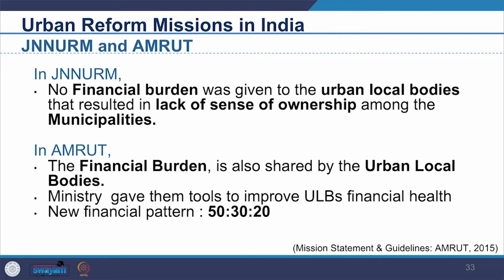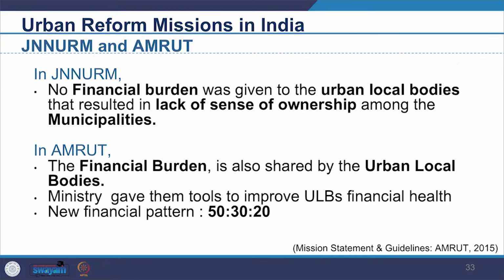Ministry gave them tools to improve ULBs. So, not only did they give them the burden, but they also gave them the tools to improve their financial health, such as tax and user charges collection. The new financial pattern was in the ratio of 50 is to 30 is to 20. So, the center would take 50% of the load, state would take 30%, and the ULBs would take up to 20% of the financial burden of any interventions which they do.